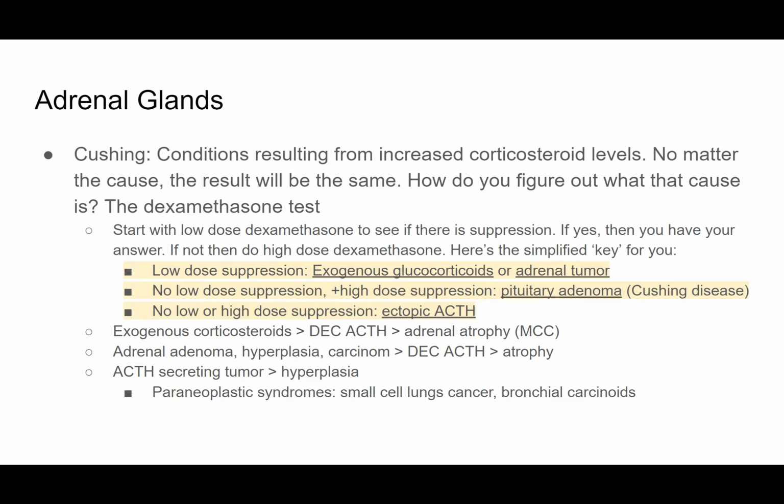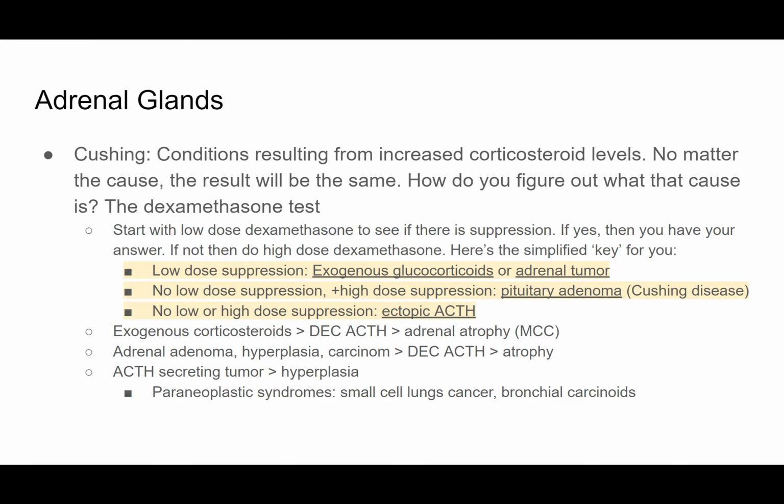If you get suppression with low dose, it's either exogenous glucocorticoids or an adrenal tumor, so at the level of the actual adrenal gland. Easy. Now, if you do not get suppression with low dose, but you do get it with high dose, it's a pituitary adenoma, done. You can do an MRI to confirm. You want to do an MRI because you want to look for that pituitary adenoma, but that's what clues you in. If you don't have suppression with either, it's an ectopic ACTH. So those 3, memorize that. Super simplified. It'll get you about 3 to 4 questions on the exam.